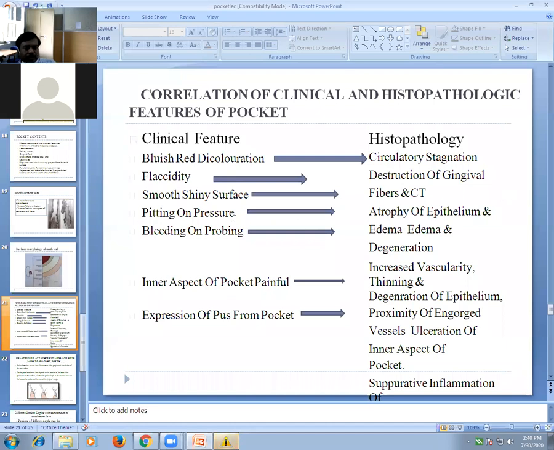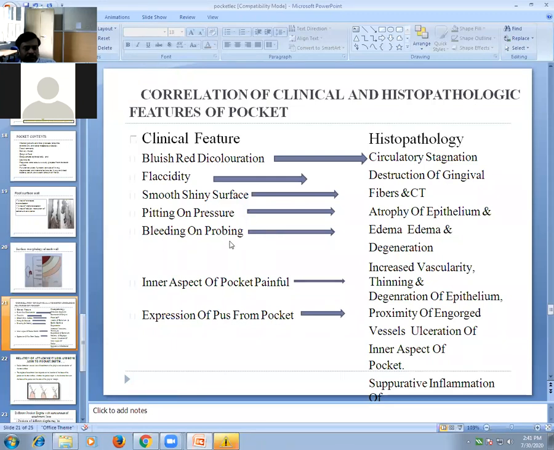Pitting on pressure is again because of edema. Whenever there is microbial accumulation on the tooth surface, different cells come out from your blood vessels. Along with that, some part of the vascular fluid also comes out and accumulates in between the cells within the tissue. So that leads to an edema in the connective tissue, which is why, whenever you press with a finger or an instrument, it will pit on pressure.